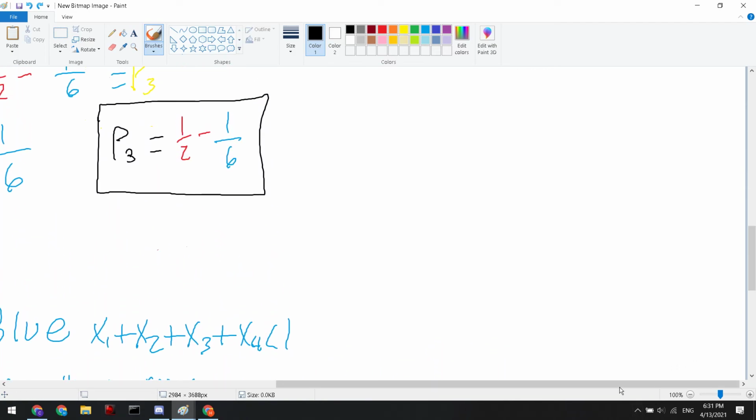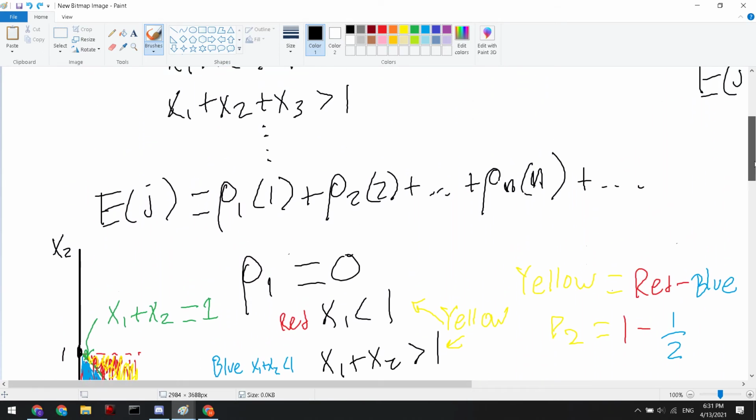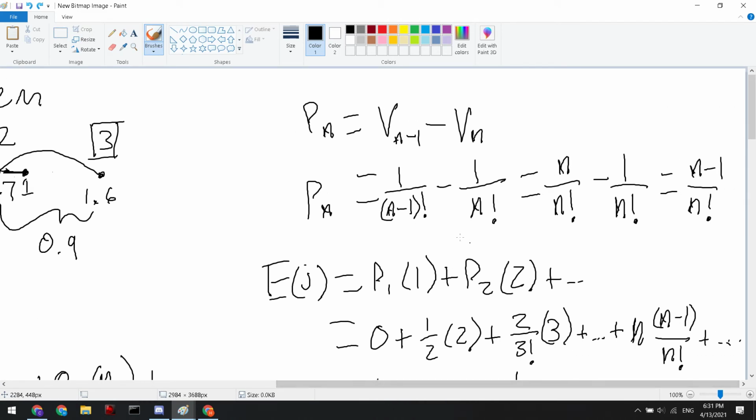All right, so what we've got going on is that we will take p of n, which is V_{n-1} minus V_n, which is equal to 1 over n minus 1 factorial minus 1 over n factorial, which equals n over n factorial minus 1 over n factorial, which is n minus 1 over n factorial. Now, if you plug this into your expected value equation, we end up with p1 times 1 plus p2 times 2, etc., right?